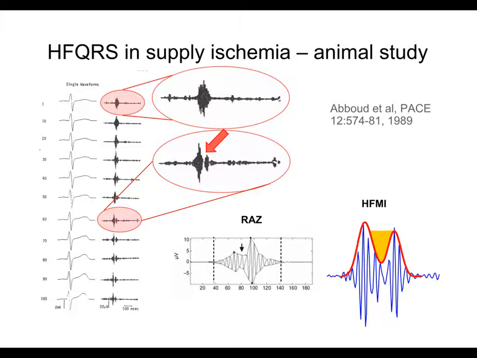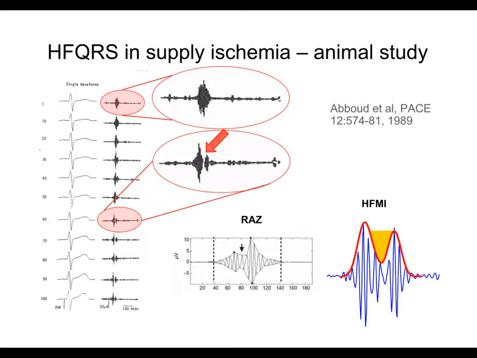Early studies clearly demonstrated the changes in HFQRS due to ischemia in dogs. The diagram on the left shows the significant changes in the high-frequency signal after occlusion of the LAD artery, while the conventional low-frequency signal is much slower to respond. It is interesting to note that reduced amplitude zones, or RAS, are developing.